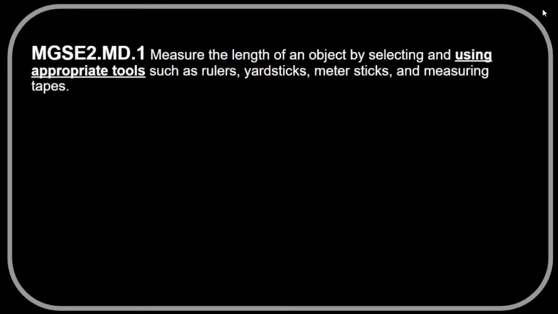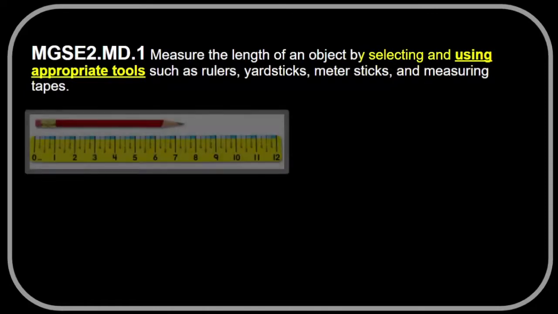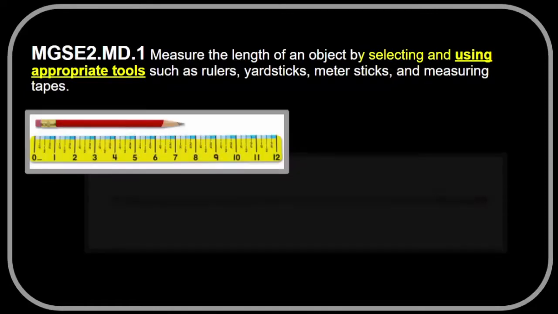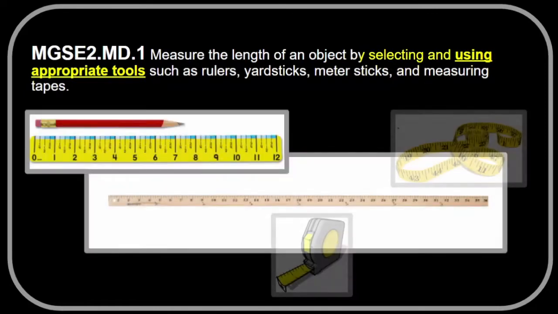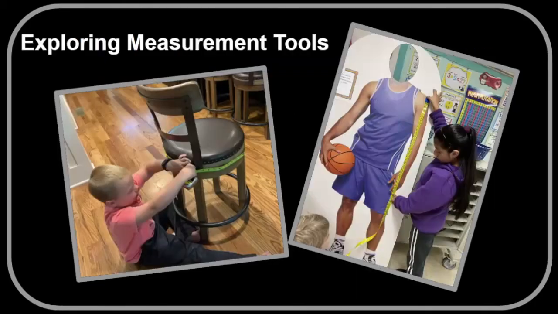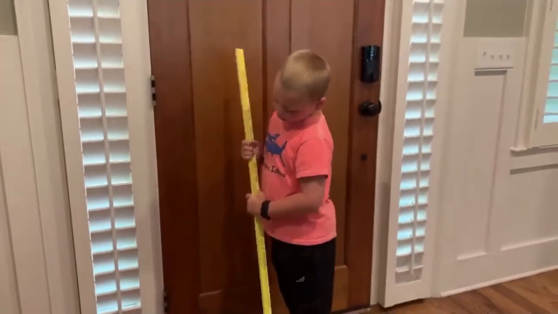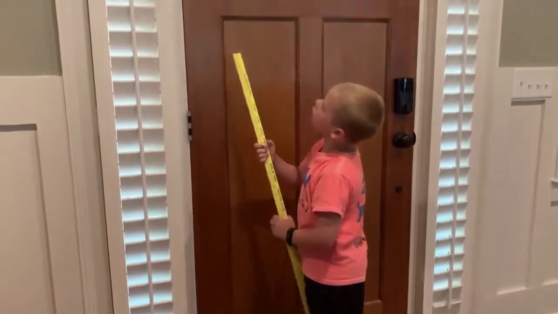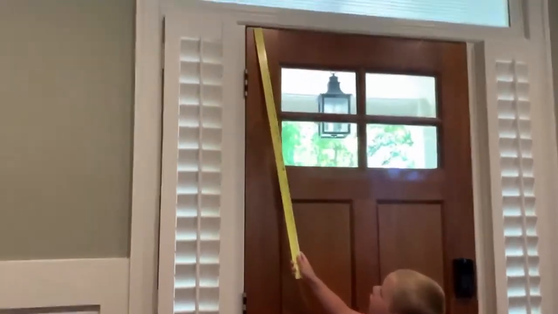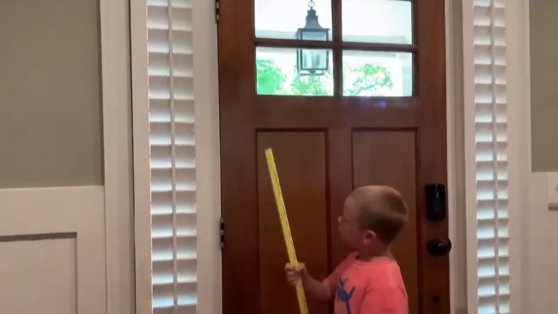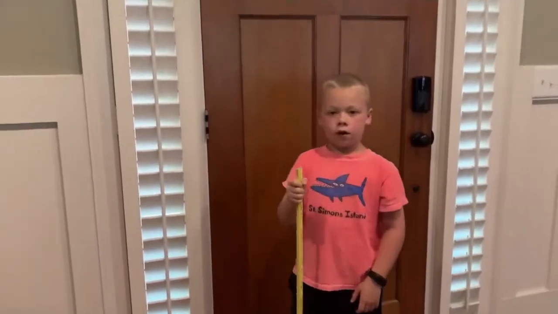2 MD1 focuses on selecting and using appropriate tools, such as rulers, yardsticks and meter sticks, as well as measuring tapes. As students explore and measure, they gain understanding of how to use each tool and can explain why that specific tool was chosen. What are you using to measure the door? A yardstick, because if I used a ruler, it would take too many rulers to measure this door.